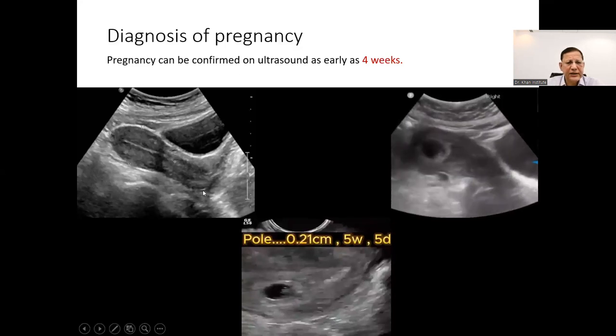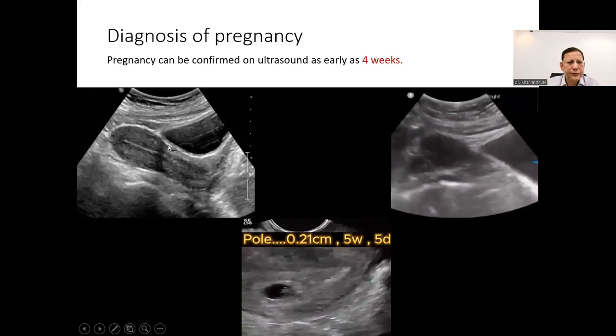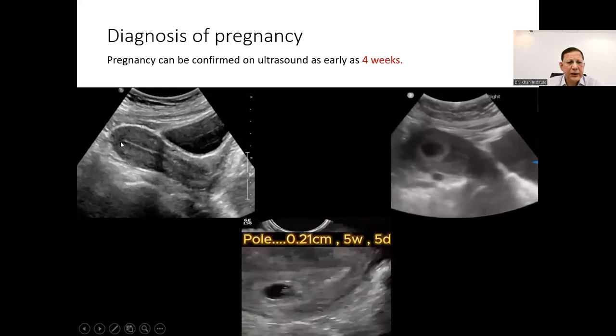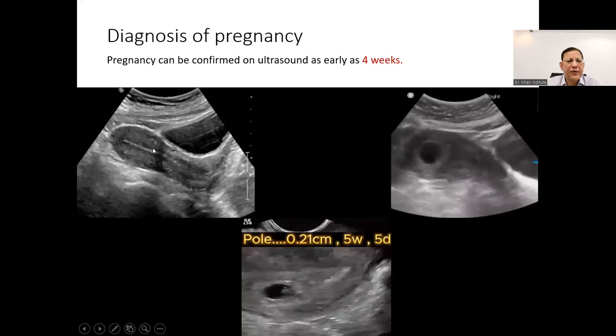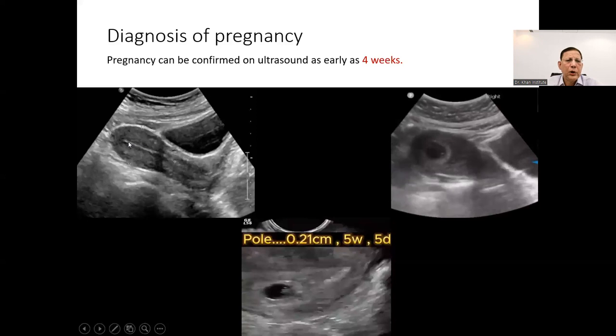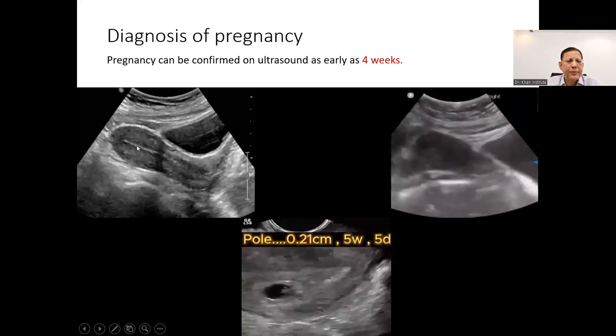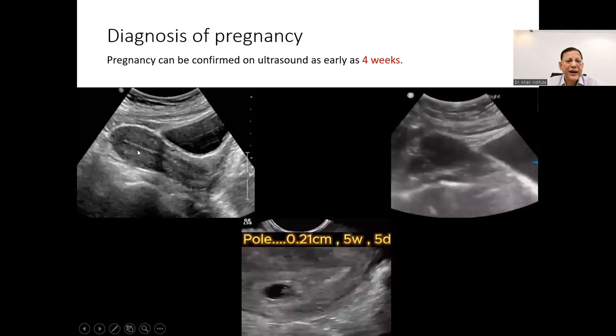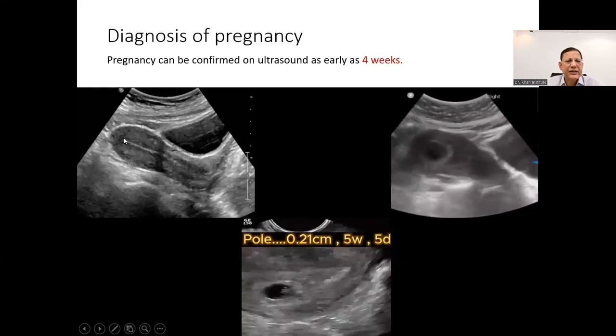this gray structure is the uterus, and this thin, wide, bright, linear structure is called the endometrial cavity or the uterine cavity. Now, if it looks like this, that means it is empty. We can say right now that it's empty and there is no gestational sac. The gestational sac is the structure which will confirm the pregnancy.